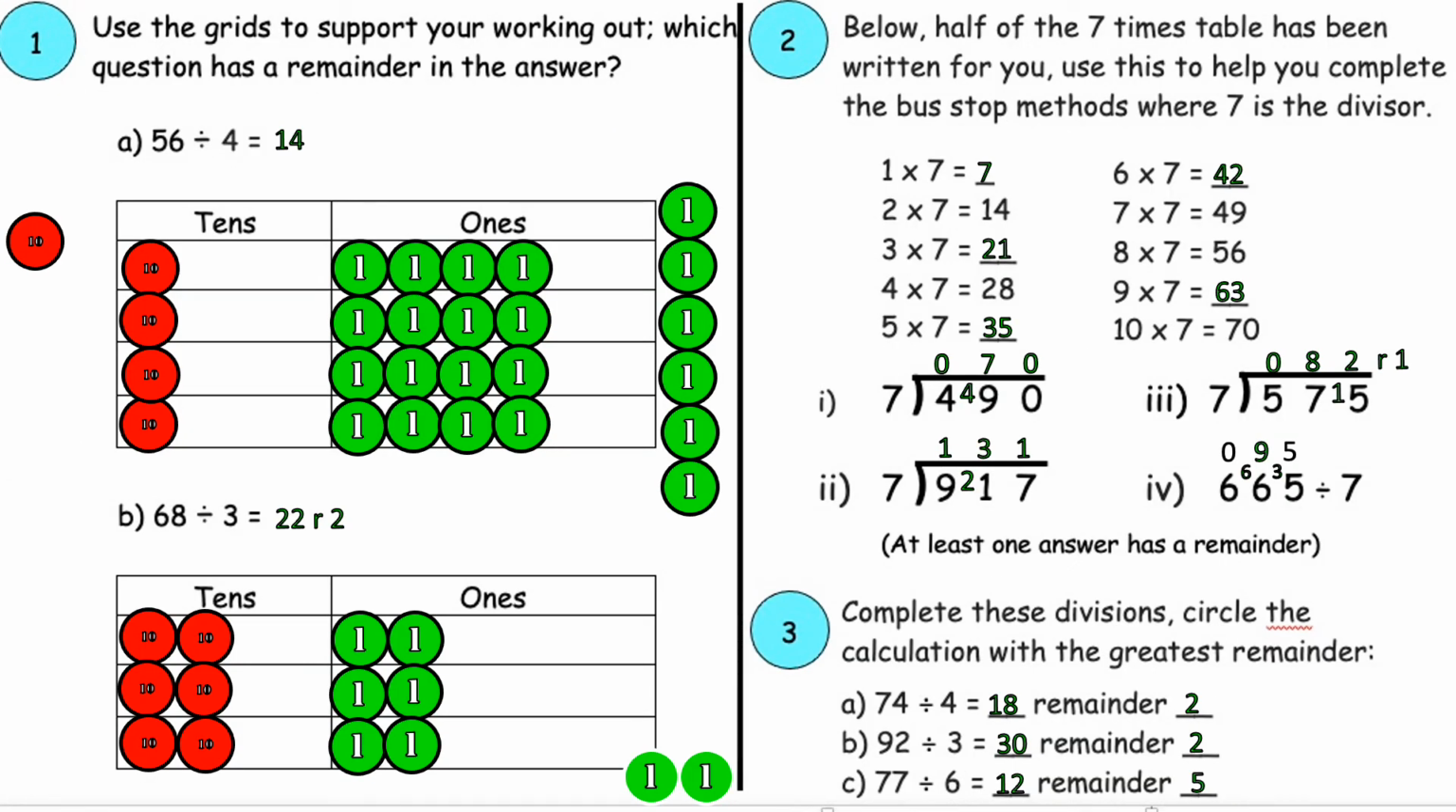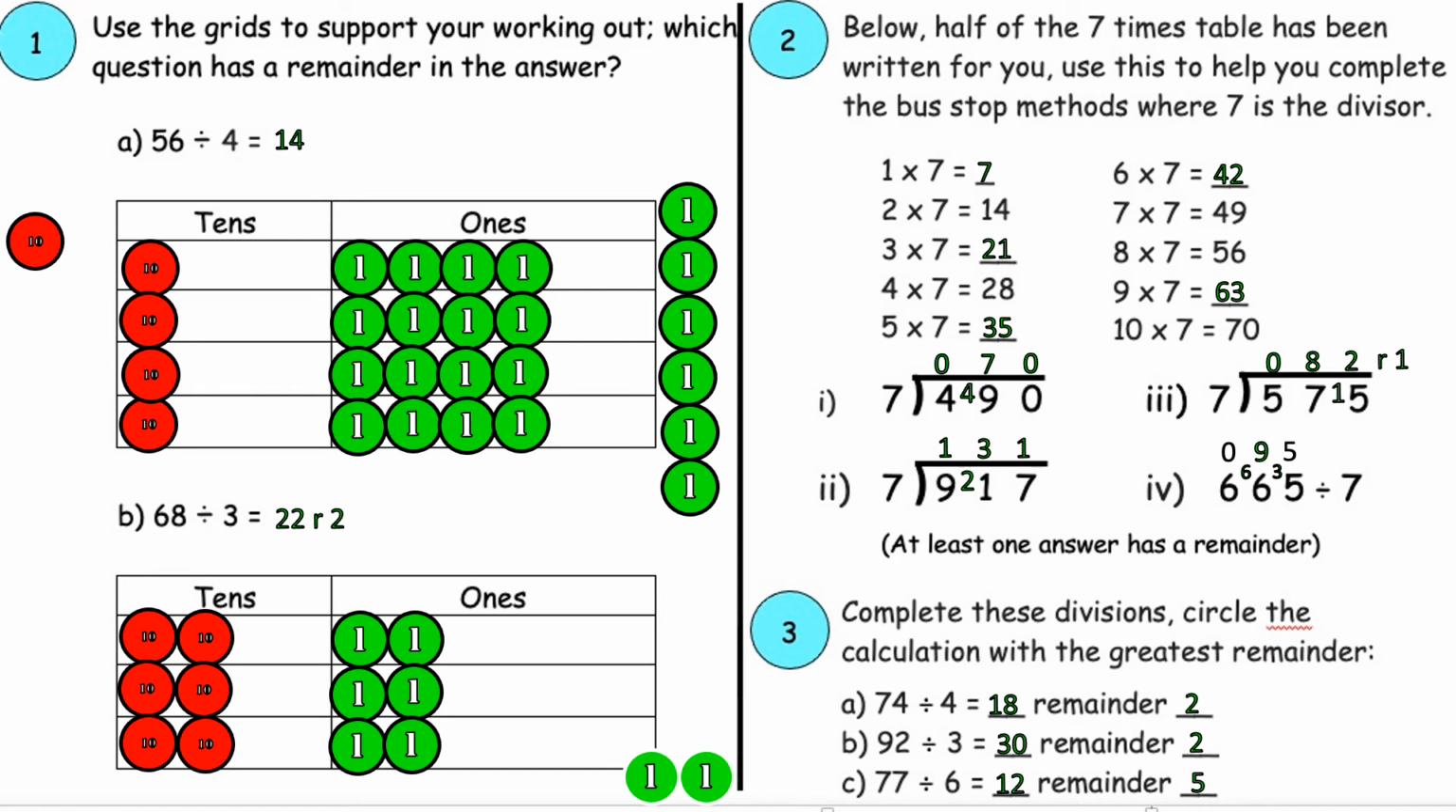So question 1A, we had to answer 14. 14 exactly fit into the grids. I've even shown you how we had 10 left over, as well as our 6 ones. So we had 16, which were split into 4 ones. And for 68 divided by 3, we had 22 remainder 2, because 6 divided by 3 is 2 in the tens column, 8 divided by 3 is 2 remainder 2.